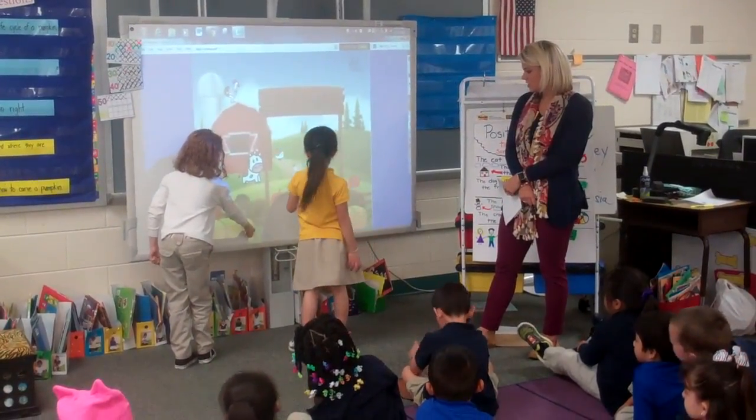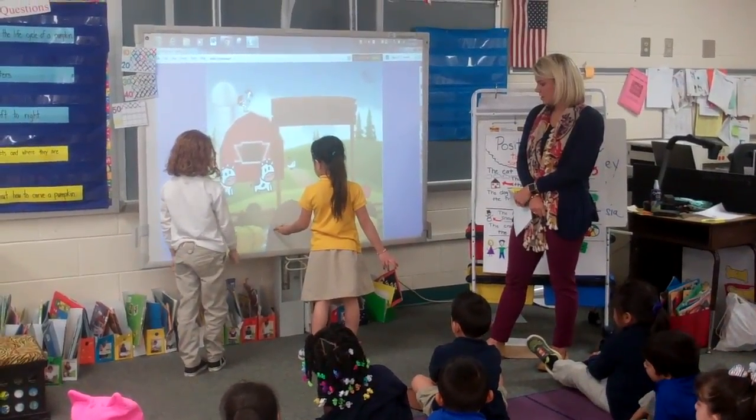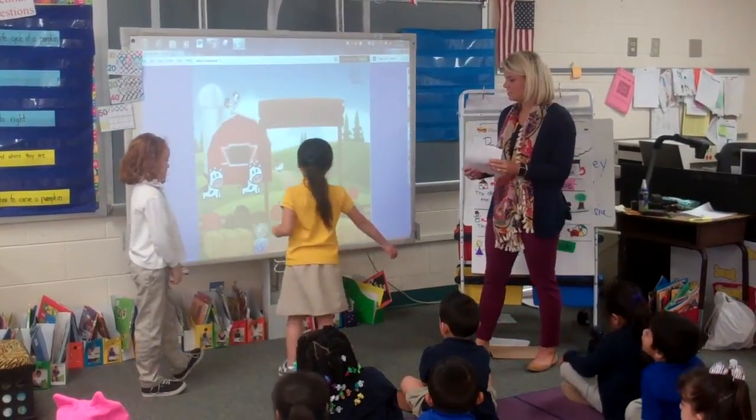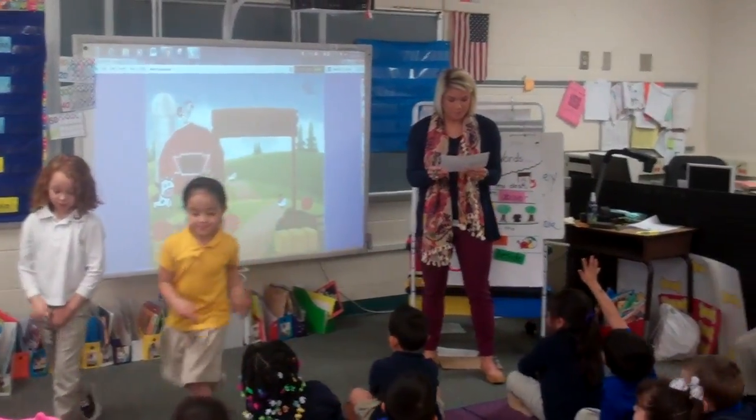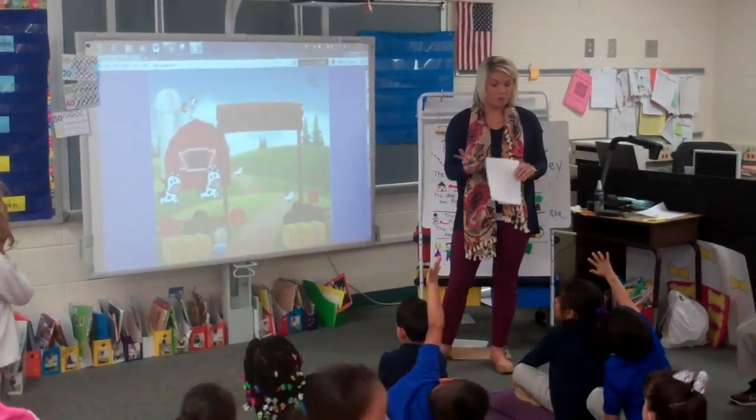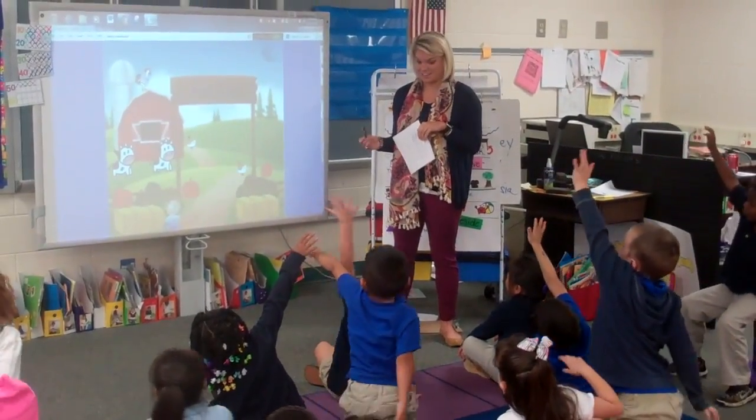Wait, you got to use the screen. Good job. Okay, now the girl is in front of the fence. Thank you, girls. All right. Who can move the girl behind the fence? Me, Jabran.